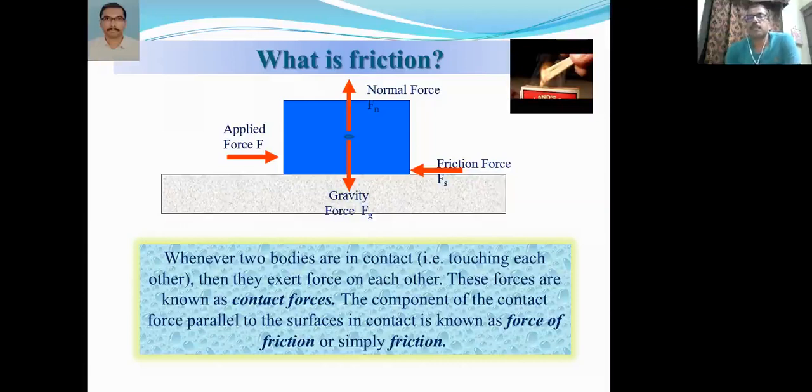And a popular example is the matchbox and the matchstick. When a matchstick is struck over a matchbox, we get fire. Because of the frictional force between the chemicals in the matchbox surface and the matchstick, the force of friction is produced and we get fire because of the frictional force.